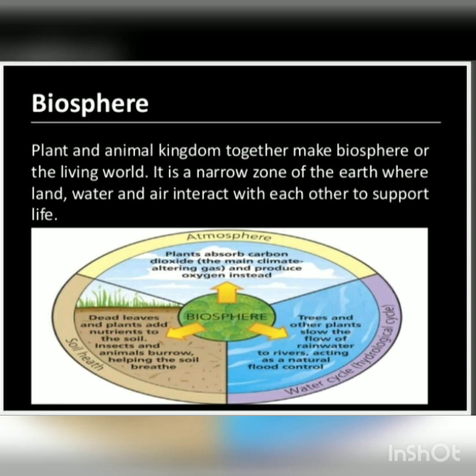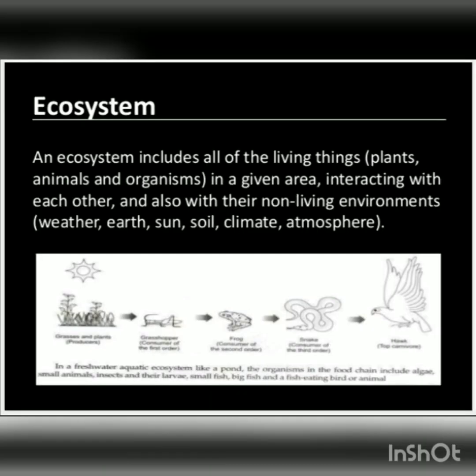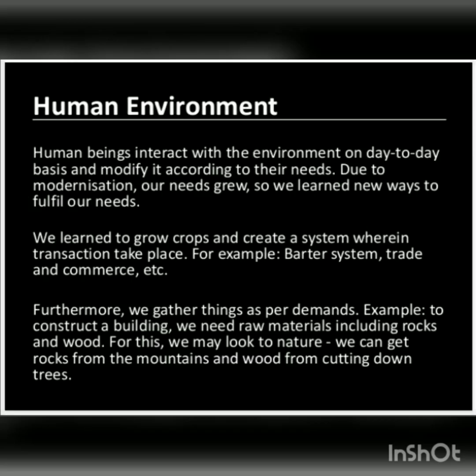Now coming to the next topic, that is ecosystem. Ecosystem includes all of the living things, plants, animals, and organisms in a given area interacting with each other and also with their non-living environments: weather, earth, sun, soil, climate, and atmosphere. So it is our dependence on each other as well as on the environment. The dependence of each other on another is basically the ecosystem.